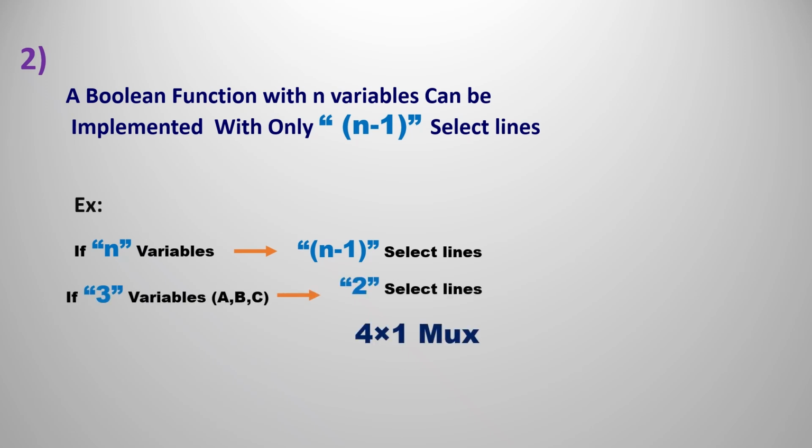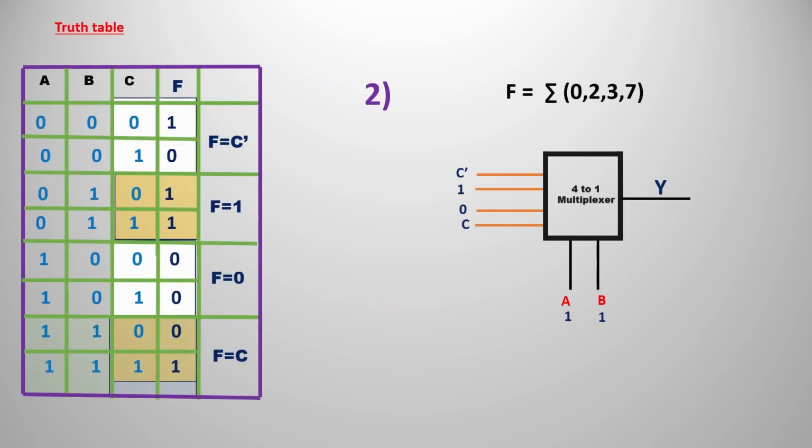But in the second method, it is not like that. If you have n variables, we can implement the multiplexer with the help of n-1 select lines. That is the main usage in the second method. We highlighted the second method in the previous video. If you observe, we have three variables, so we can use the 4x1 multiplexer to implement any of the logic. So we can implement the same truth table with the help of the second method.